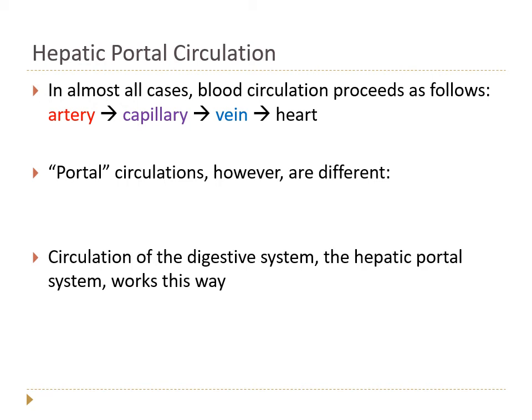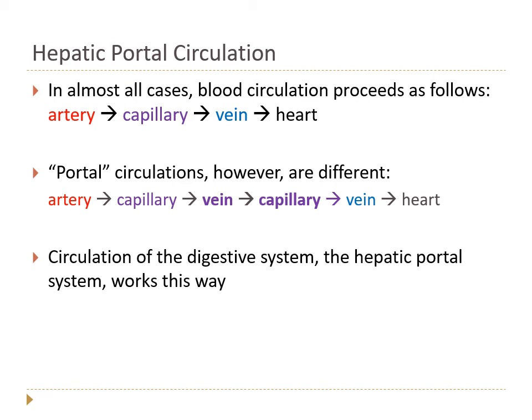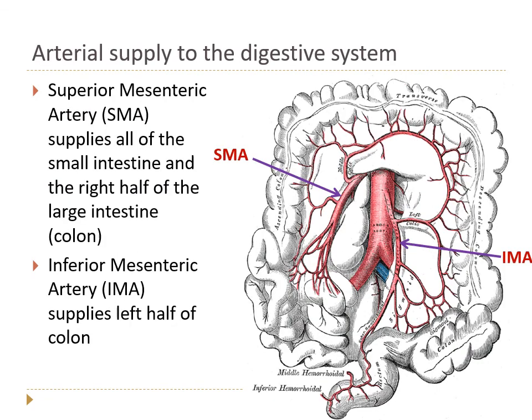Well, portal circulations are weird. In portal circulations, you go from an artery to a capillary like you normally would, and then you drain into a vein like you normally would, but instead of going back to the heart, that vein goes into another capillary bed. Totally weird. And then those capillaries drain into another vein, which then takes you to the heart. So the circulation for the digestive system, which we call the hepatic portal system, is going to work this way. So let's think about why that is.